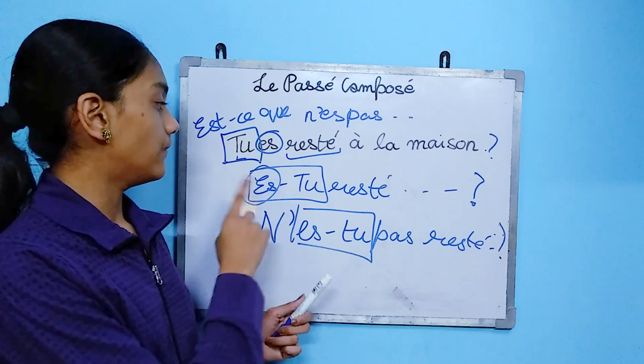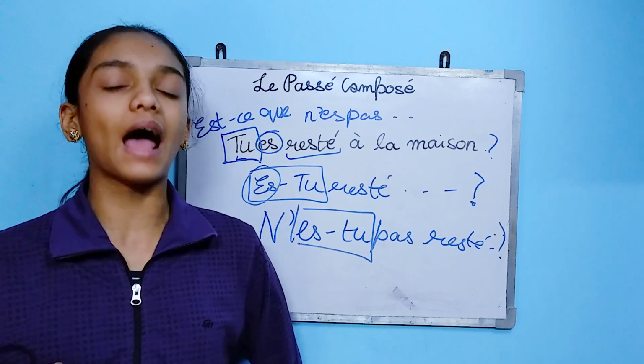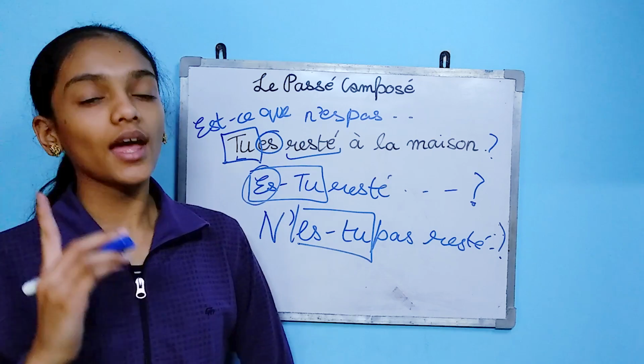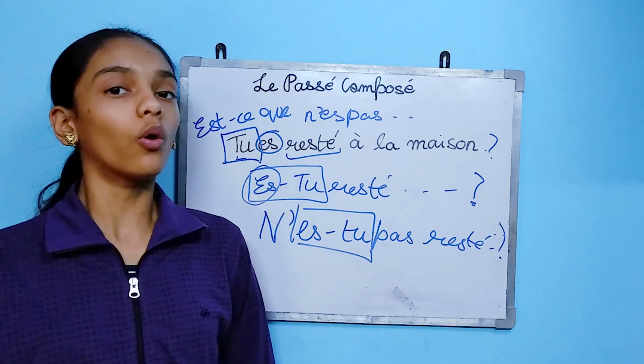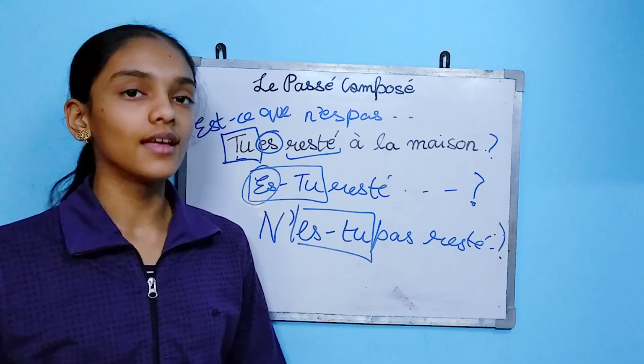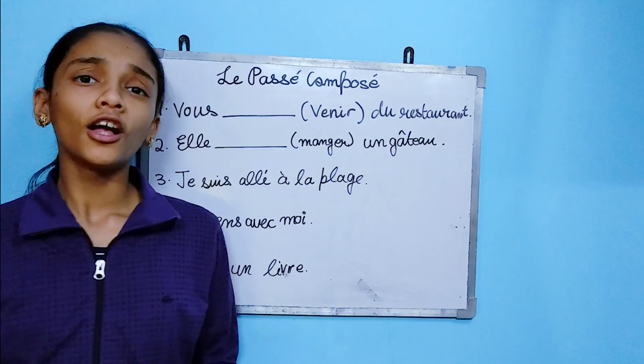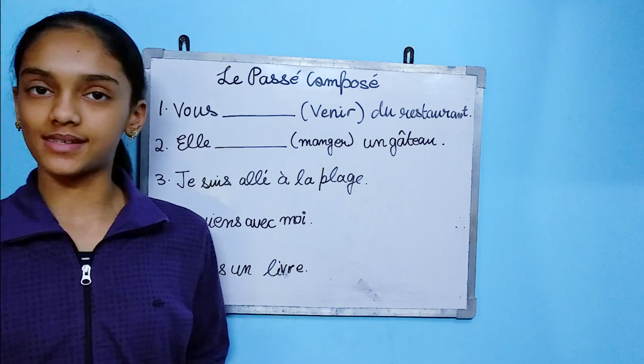Simple. Inversion. Invert the places of the conjugated verb and the subject and add the ne and pas around the whole inverted thing. Like ne tu pas resté. That is how you do interrogation in passé composé. Now let's do a small exercise.